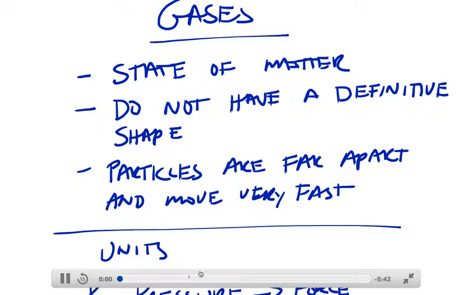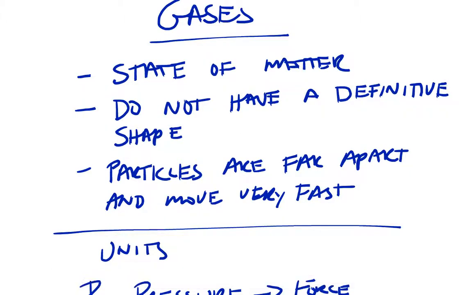Gases. Gases are a type of state of matter where gases do not have a definitive shape. Particles are so far apart and they move so fast, which is one of the physical properties of gases.